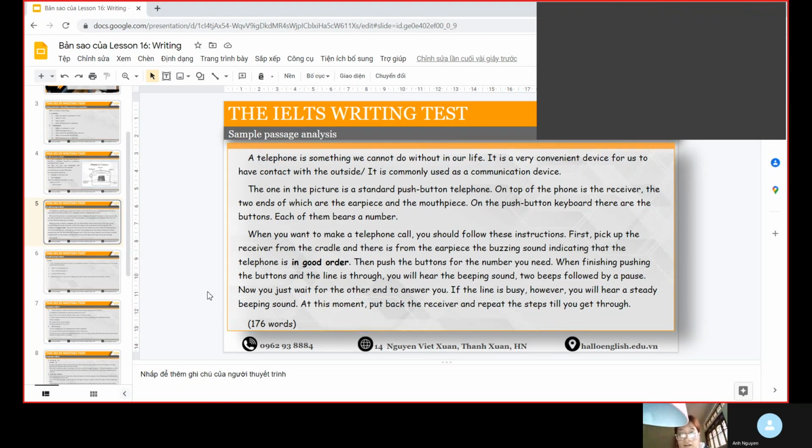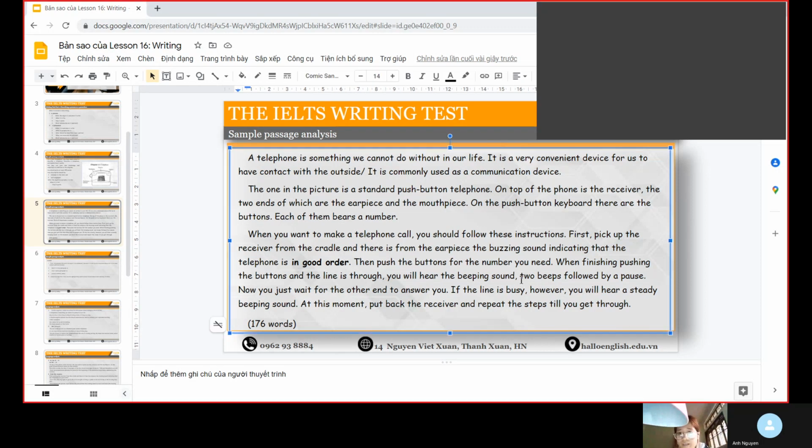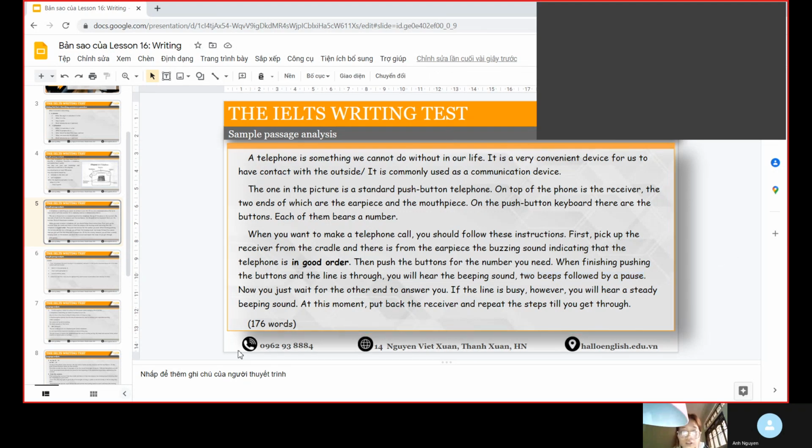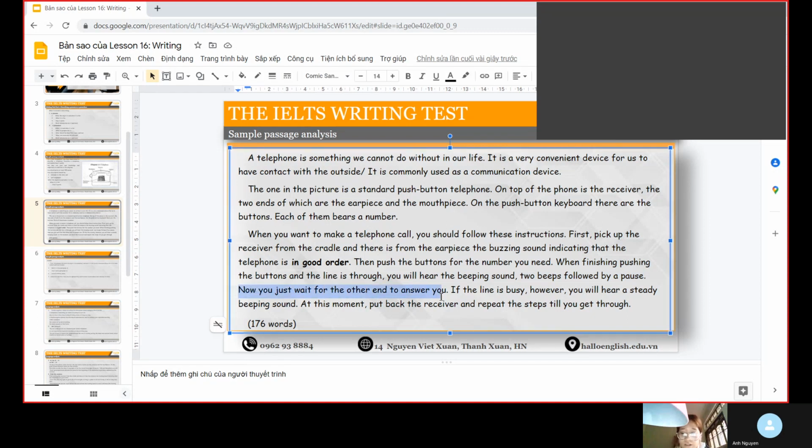Rồi. Và nếu như mà mình đến cái lúc mà mình miêu tả, ví dụ mình không biết chính xác là 2 beeps followed by a pause, mình không nghĩ được đến cái đoạn này, thì mình có thể dừng ở đây. Hear the beeping sound, hoặc là mình có thể nói rõ là hear the right beeping sound for a through line. Nghe được đúng cái tiếng beeping sound cho thể hiện rằng cái đường dây nó đã được thông. Nếu như mình không thể miêu tả là chính xác 2 beeps followed by a pause. Đấy.